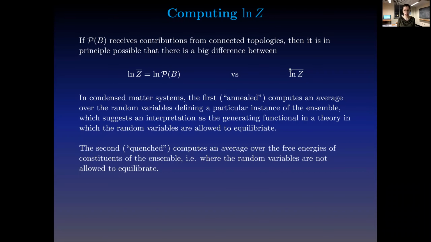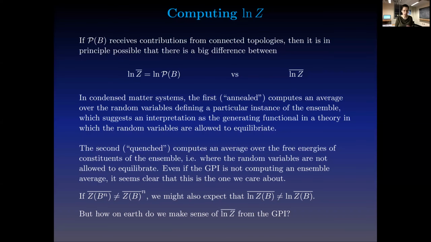The second one here, which is called the quenched free energy, computes an average over the free energy of the constituents of the ensemble. So this is an average of the free energies. So it's a situation where the random variables are not allowed to equilibrate, which is much more analogous to what we want. So somehow we want to compute this object rather than this one from the gravitational path integral.